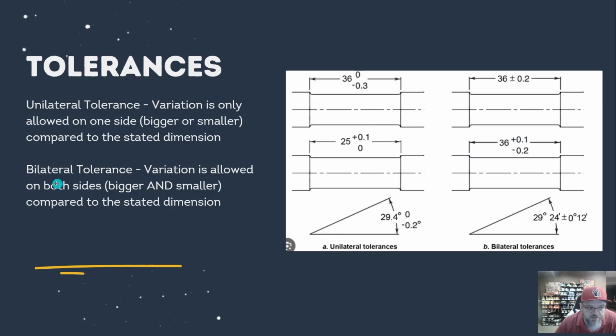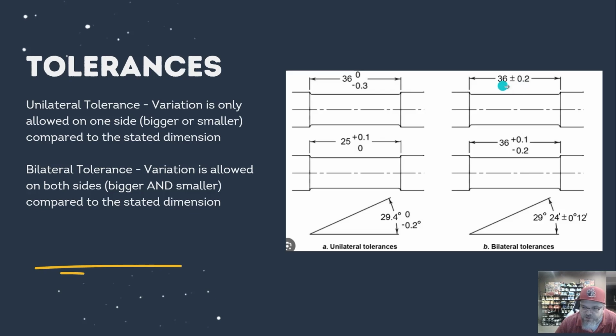The other type is called a bilateral tolerance, which again means it can be on both sides of the stated number. So it can be bigger and smaller versus that stated. These come in two kinds of flavors. You've got ones that are kind of equal. So you'll see 36 with the plus minus sign, 0.2.